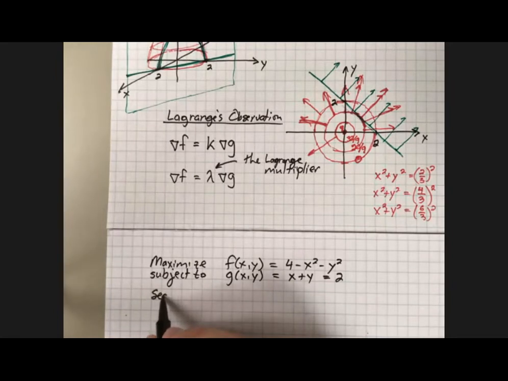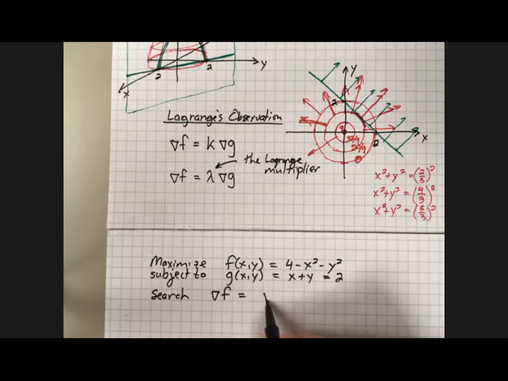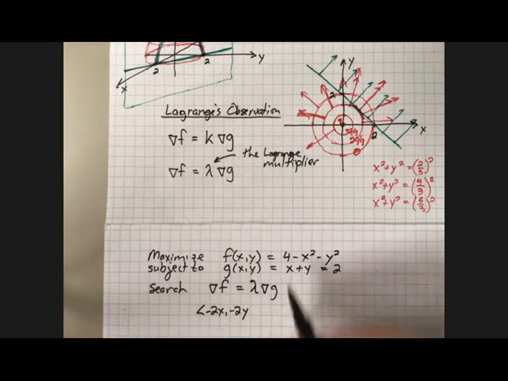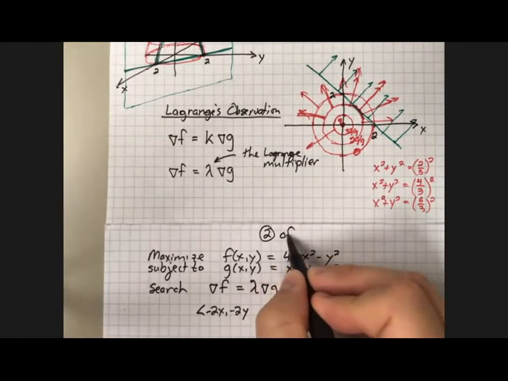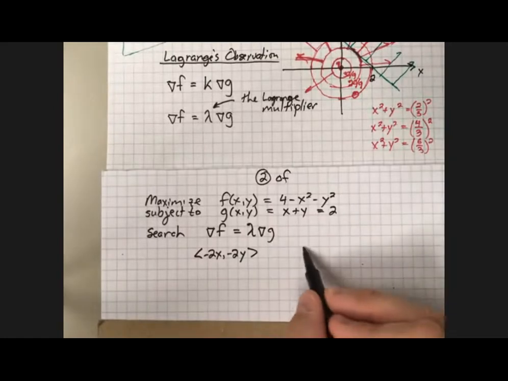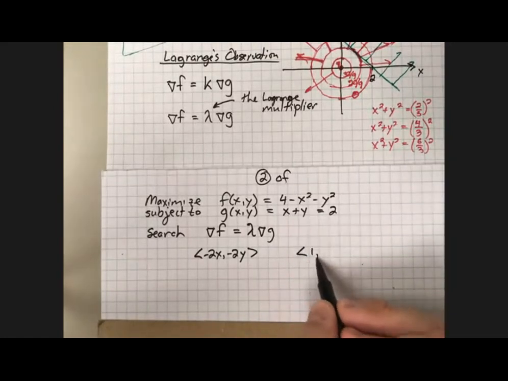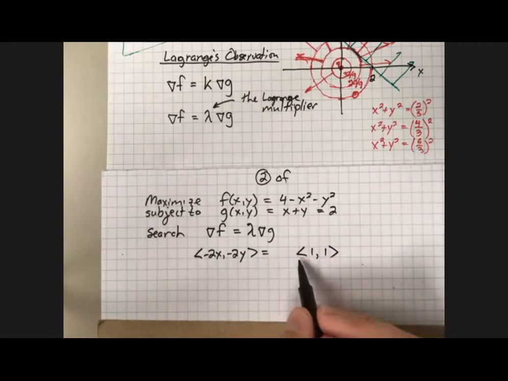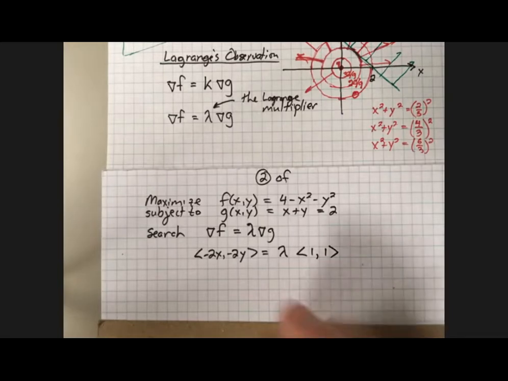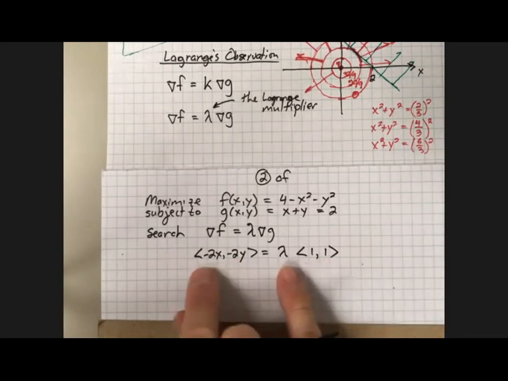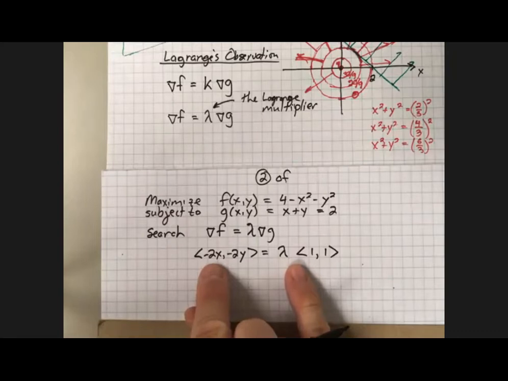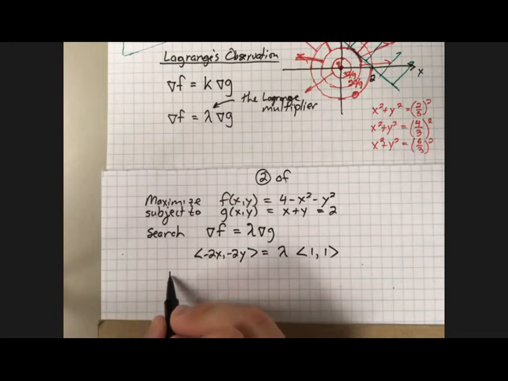And now I'm going to search to see where the f and g gradients line up. So this produces a series of equations. The f gradient is minus 2x, minus 2y. We've written the problem; we'll come back to the picture in a second. The g gradient is 1, 1. Not that they are equal, but they differ by the constant lambda. This produces two slotted vectors, two equations: first slot equal, second slot equal.